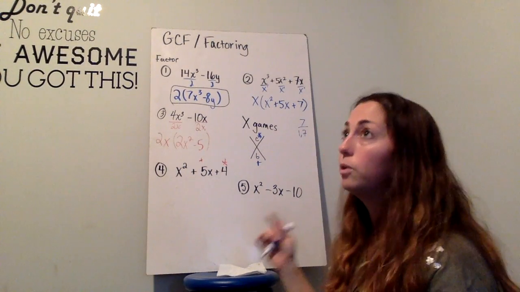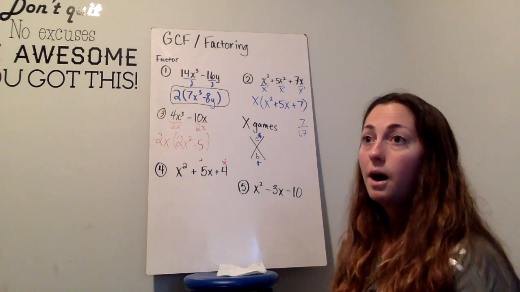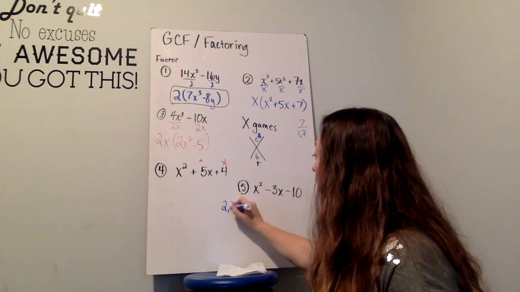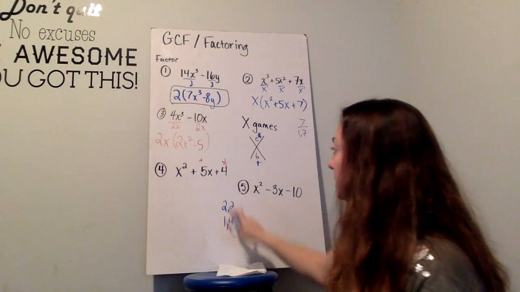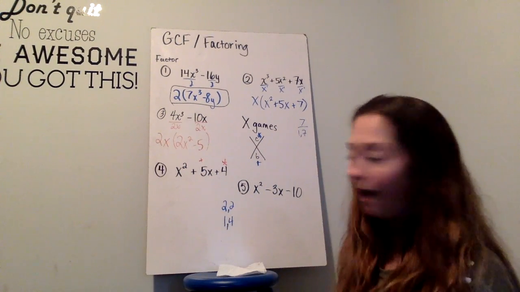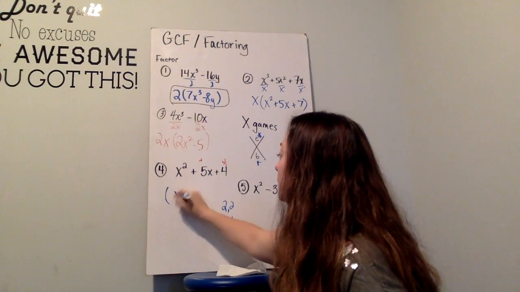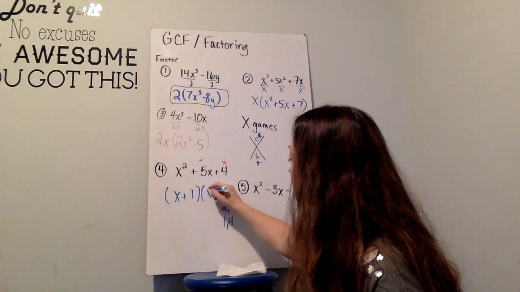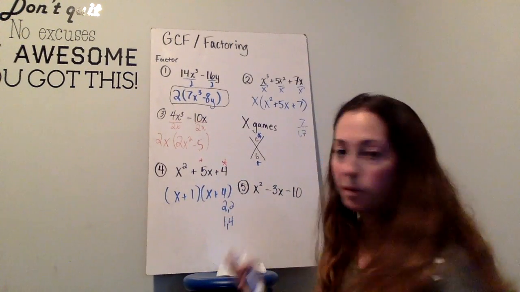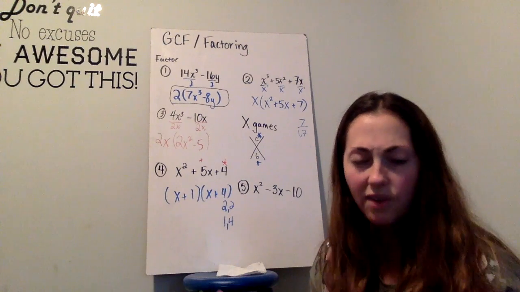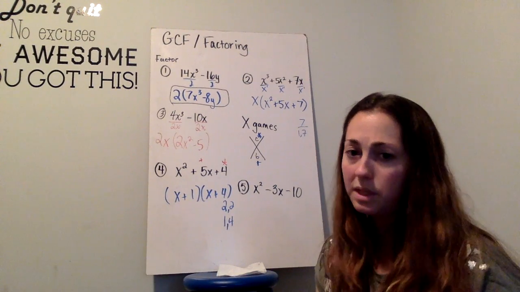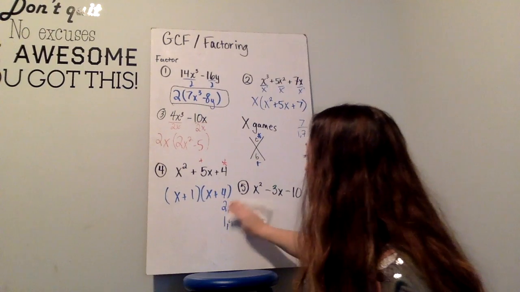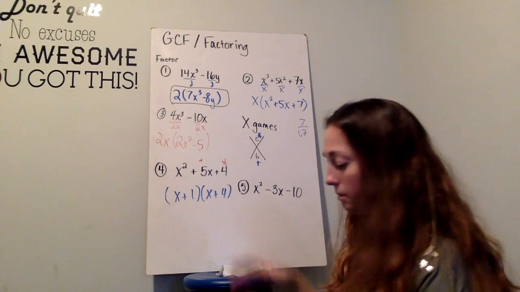So we think, what multiplies to 4 and adds to 5? Well, it's either 2 and 2 or 1 and 4. Do either of those add to 5? Oh yeah, 1 and 4. So this is going to be x plus 1 times x plus 4. Now remember that if you wrote that the other way, that's fine, right? 4 times 1 is 1 times 4. So it's totally fine. And then you're welcome to check this, right?